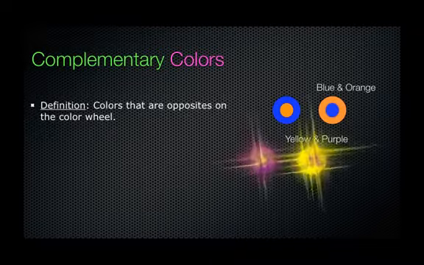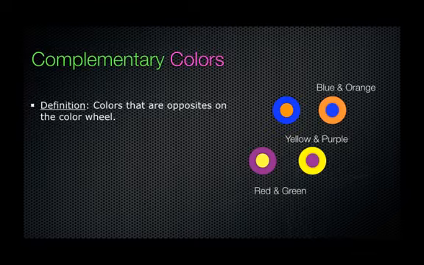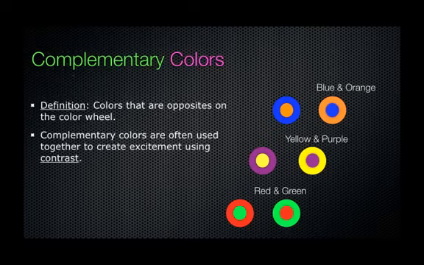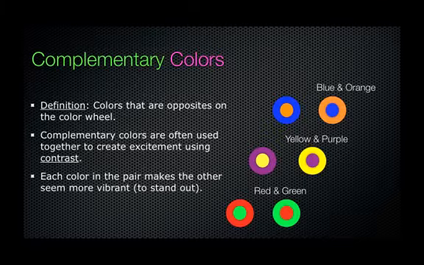Here's yellow and purple. Red and green, another very popular set of complementary colors. Why do we use complementary colors? What's the big deal here? Complementary colors are often used together to create excitement using contrast. And remember contrast: putting two things that are very different together to make things pop out. So each color in a pair, as we see here, makes the other one stand out more, become more vibrant.